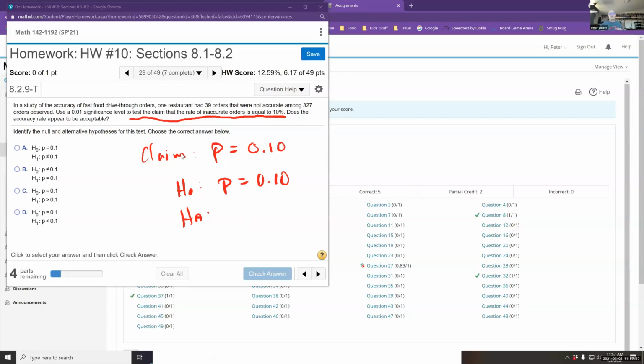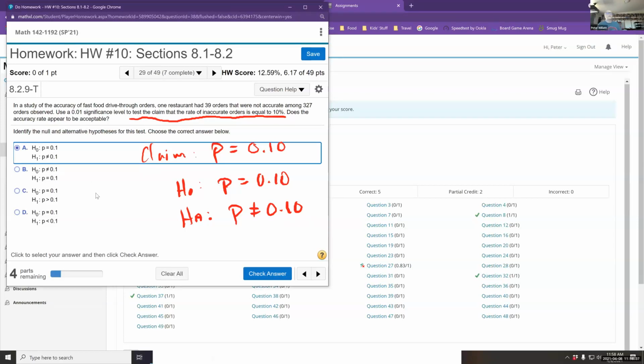If your original claim is a less than or greater than, then that's the alternative hypothesis. But if your original claim is the null hypothesis, then the alternative to that is simply not equal to what your claim says, in this case, 10%. So in this case, our null hypothesis is that the proportion of inaccurate orders is 10%. And our alternative hypothesis is that it is not equal to 10%. And that looks like number 1 here.